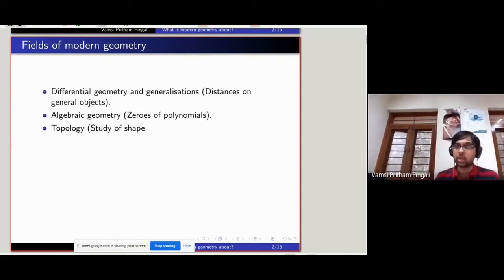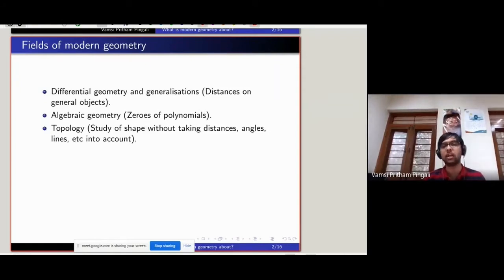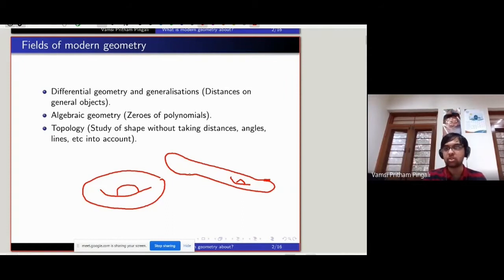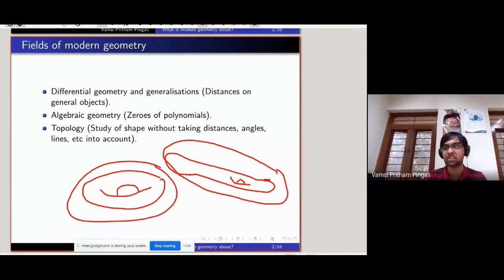Topology, which is the study of shapes without taking distances, angles, straight lines, etc. into account. In other words, if you take a donut or a vada, as your taste may be, you can pull out a part of it and still make it look the same. So distances, angles, everything is not preserved, but these two shapes are roughly the same, right? This is a vada if I cook it, and this is the usual thing, right? But the shape is the same, roughly.